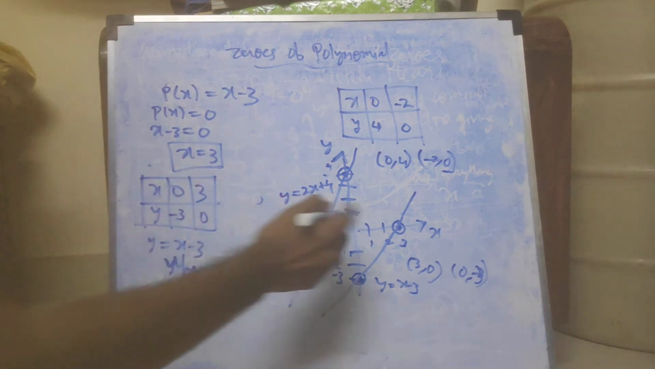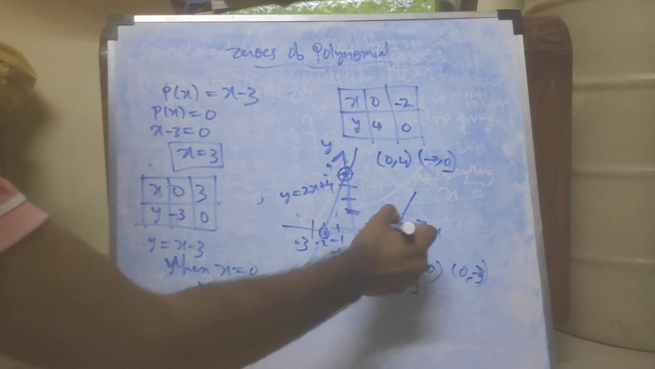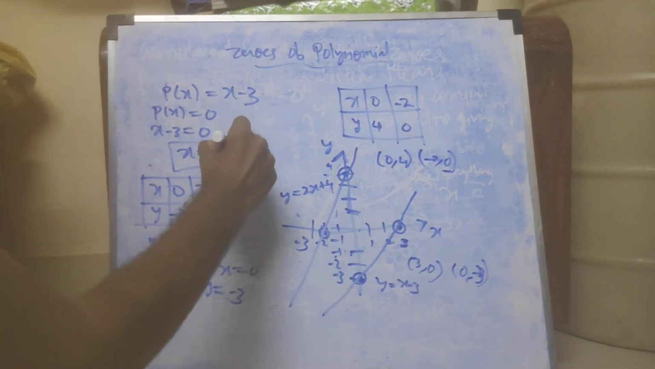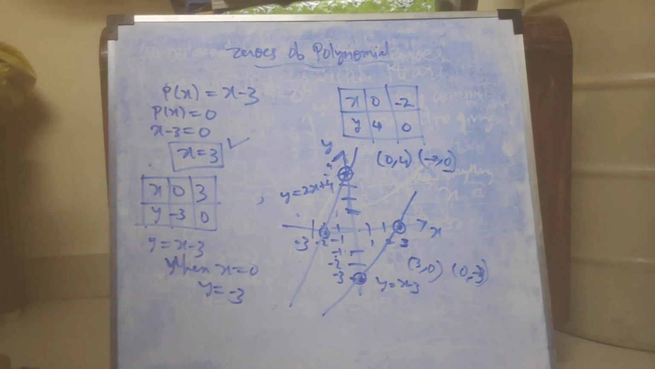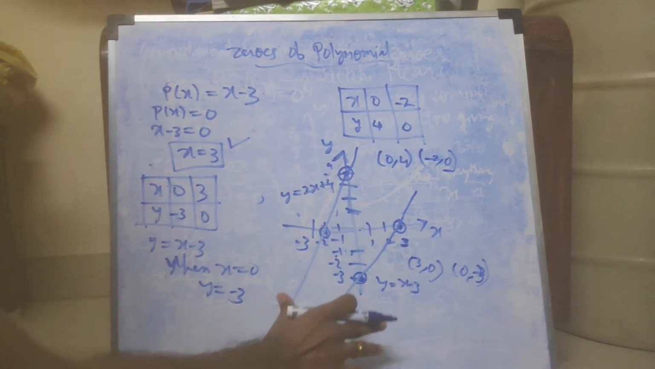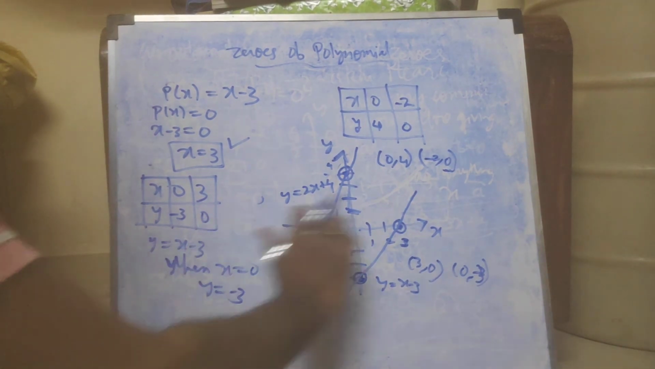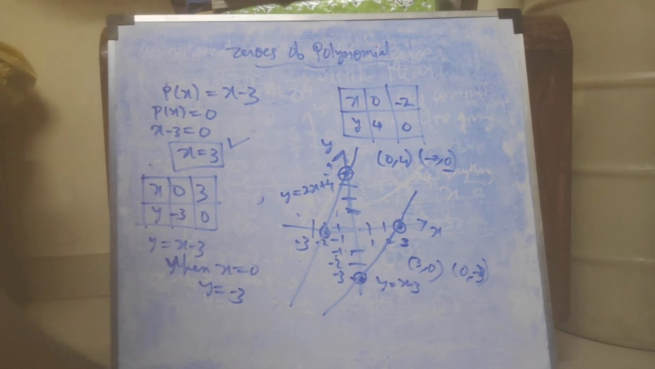Now again you can clearly see that this graph intersects the x-axis at x equal to 3, and we have found that x equal to 3 is also the zero of the polynomial. I will conclude this video by saying that the zero of a polynomial is a point where the graph of the polynomial intersects the x-axis. When we draw it graphically, the value of x at which the graph intersects the x-axis is called a zero.